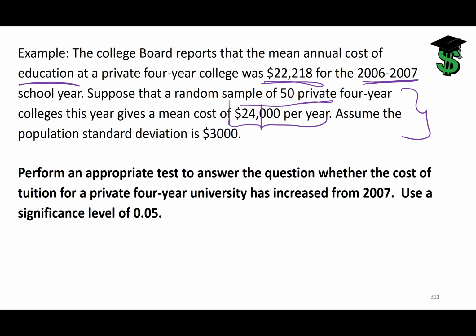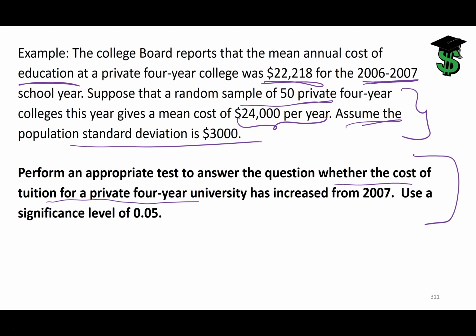So nowadays, the current year, they take a random sample of 50 private four-year colleges, and from this sample of 50, we get $24,000 per year on average. We're going to assume the population standard deviation is $3,000. We're going to perform a test to answer whether the cost of tuition at a private four-year university has increased. We're not interested in just if it's different or if it's less. We specifically want to know if it's higher than in 2007. The problem also gives us a significance level of 0.05.